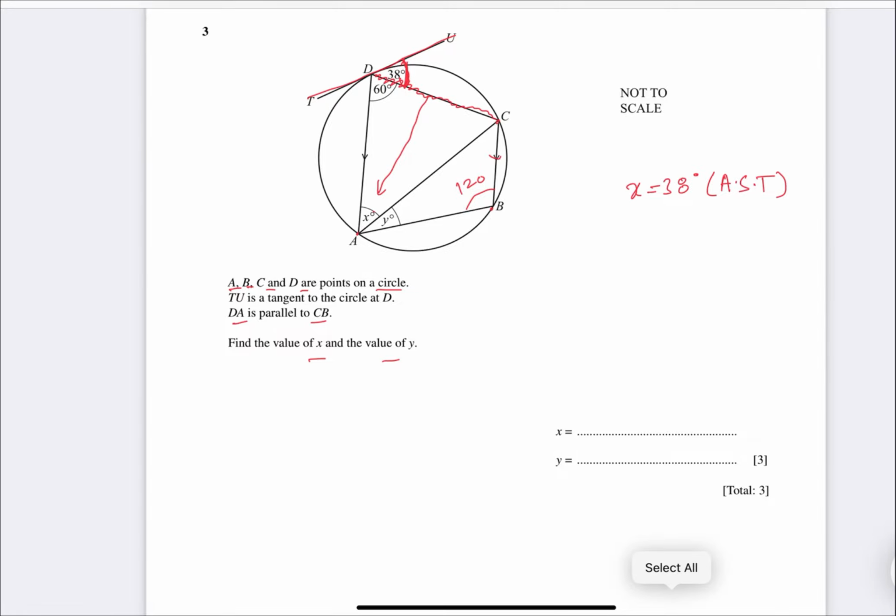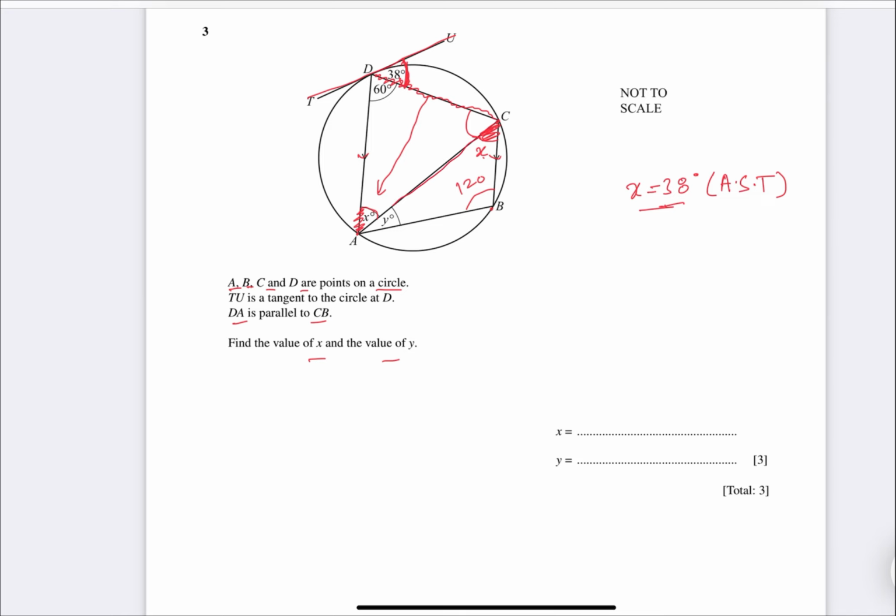We know that x is equal to 38. We got this one. Can we calculate this angle from here? Yes, we can calculate this angle. Or there is no need to calculate this angle. This is x, this will also be x because these lines are parallel, so alternate angles. So this one is also x. We know the value of x is 38.